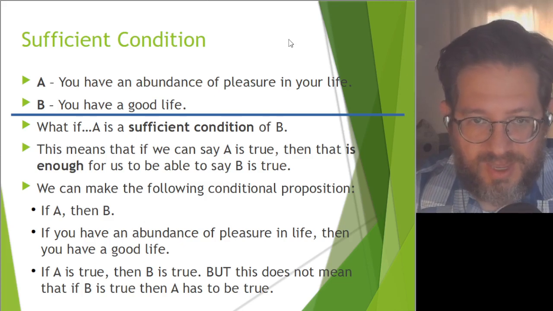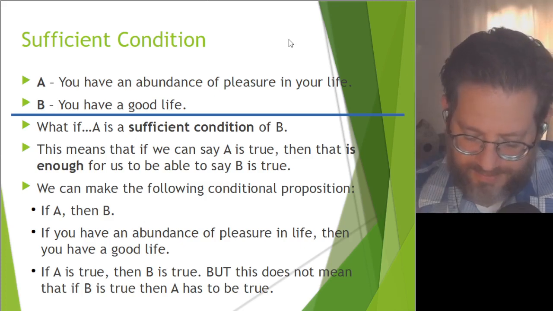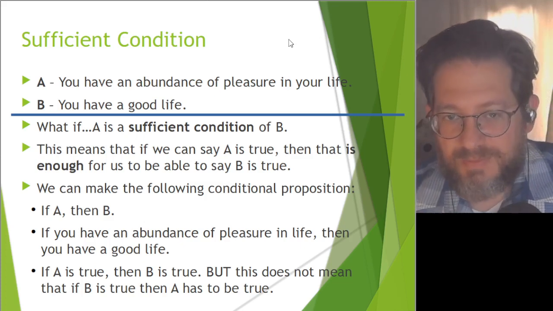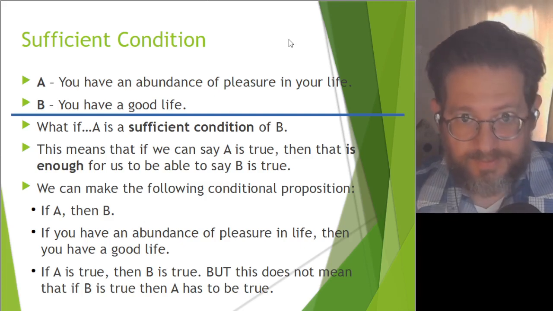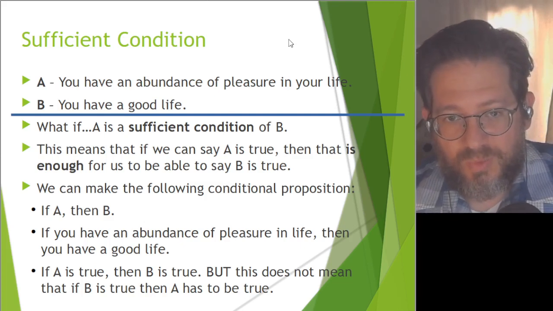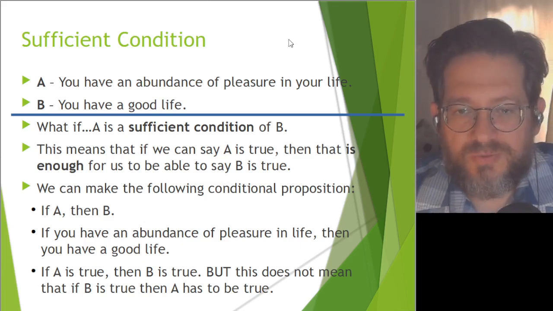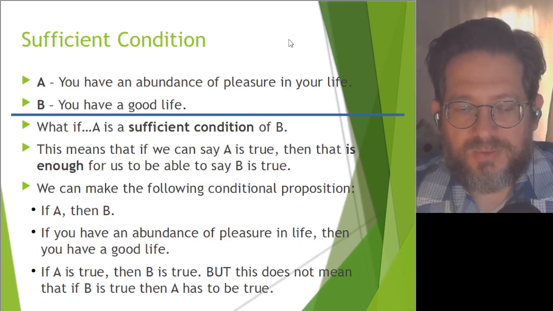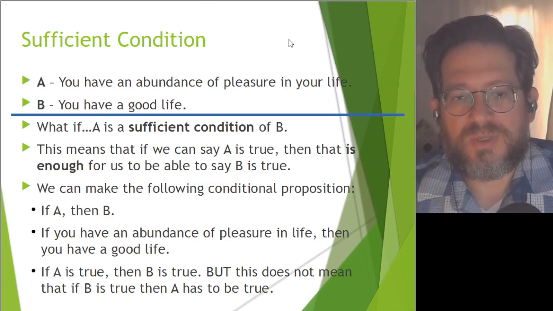Okay, so I have up on top here on the slide that A, you have abundance of pleasure in your life, and B, you have a good life. Now, what if A is a sufficient condition of B? What does that mean? That means that if we say A is true, then that is enough for us to be able to say B is true.